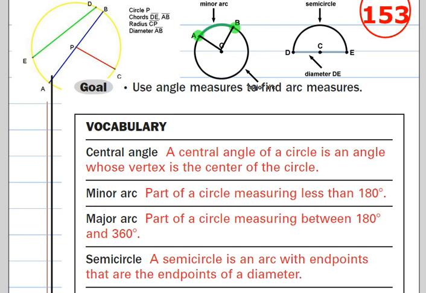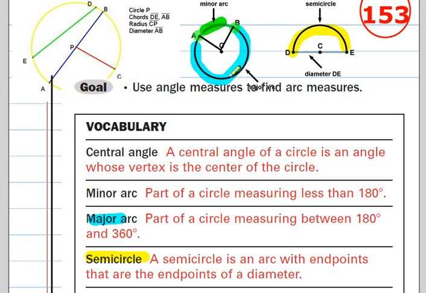But if that angle is more than 180 degrees, then it's a major arc. This is a major arc, while the one in green is a minor arc, because the angle that produces this arc is less than 180 degrees, and the angle that produces this arc is greater than 180 degrees. And this particular arc, which measures not the whole circumference of a circle, but half of it, is called a semicircle. And in a semicircle, the angle that produces it is actually a 180-degree angle. And so that's why we call that a semicircle.